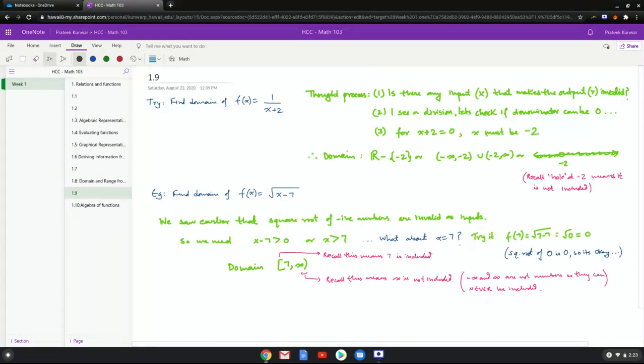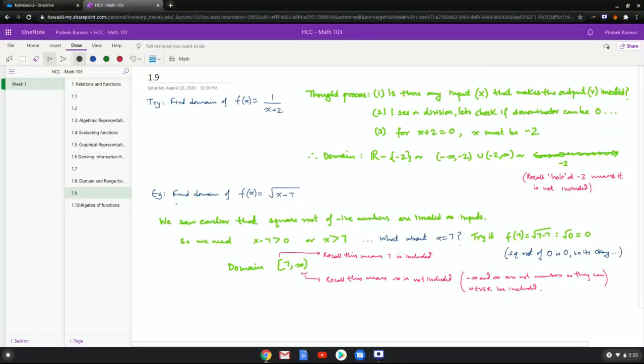So we back calculate. If I want the denominator to be 0, that means I want x plus 2 to be 0, which means x must be negative 2. So I have to remove negative 2 from my domain. So the domain becomes R minus negative 2. Or you make the number line and put a hole at negative 2 because that's not included. Or you can use the union notation, negative infinity to negative 2, union negative 2 to infinity.